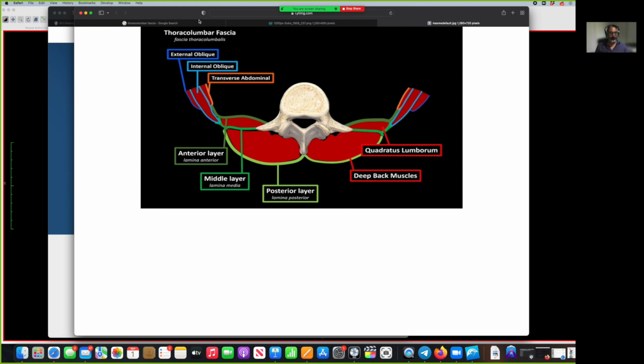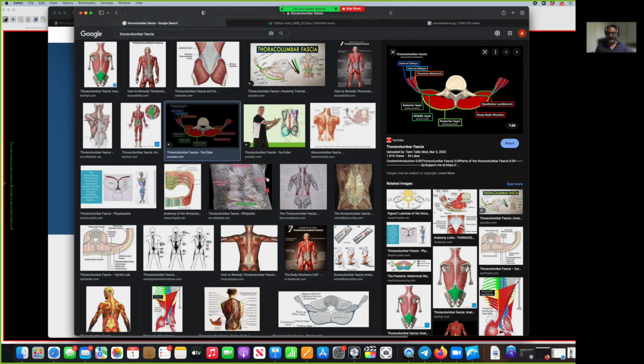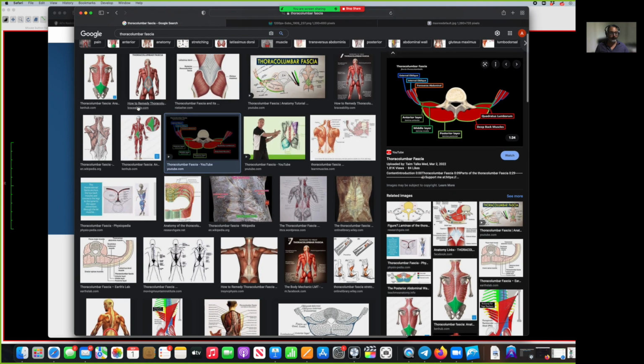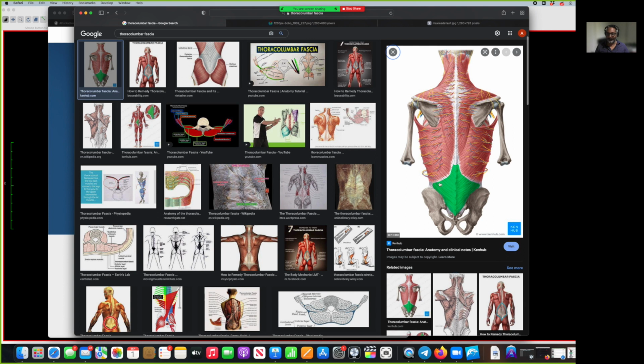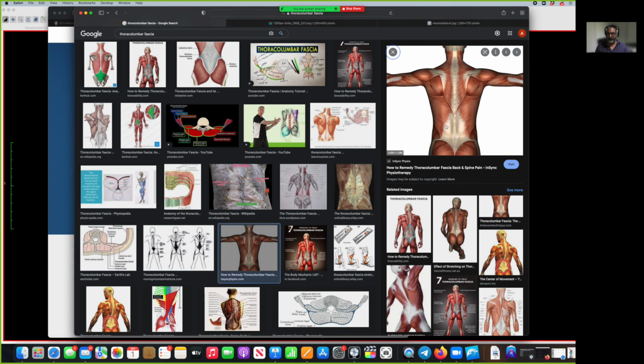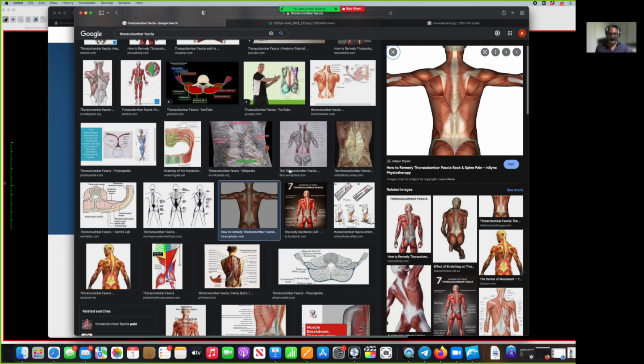So again, according to Kenhub, they've shown it like this, and that's exactly what it is. It's a very strong fascia. This shows it. Latissimus Dorsi attaches to it. So that's the thoracolumbar fascia. Abdominal muscles also attach to it, the Latissimus Dorsi attaches to it, and the Quadratus Lumborum lives within it.